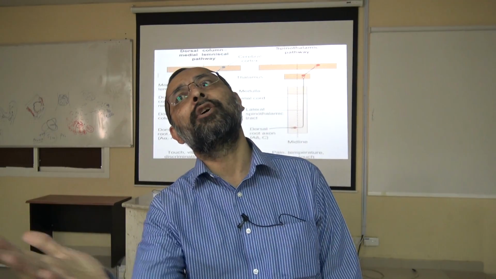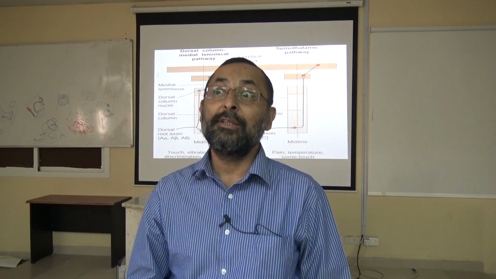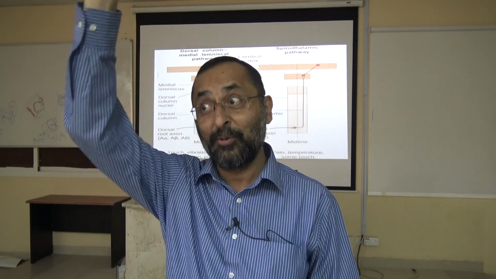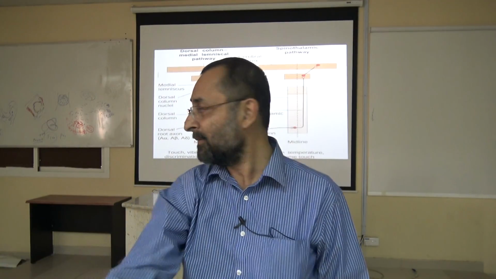After synapse, what happens? Usually crossing over to the opposite side. Is this crossing over happening in the spinal cord? Okay. What about the dorsal column system? Spinal cord? Crossing over? No. Crossing over in the brain. So the level of crossing over is also different. This is the second difference which is coming in. Alright? Okay.